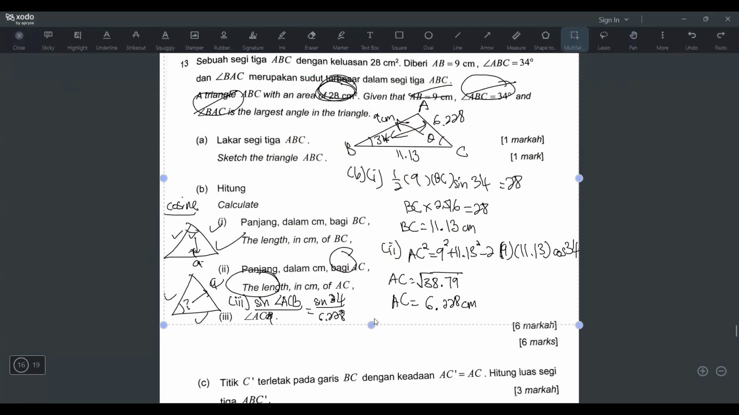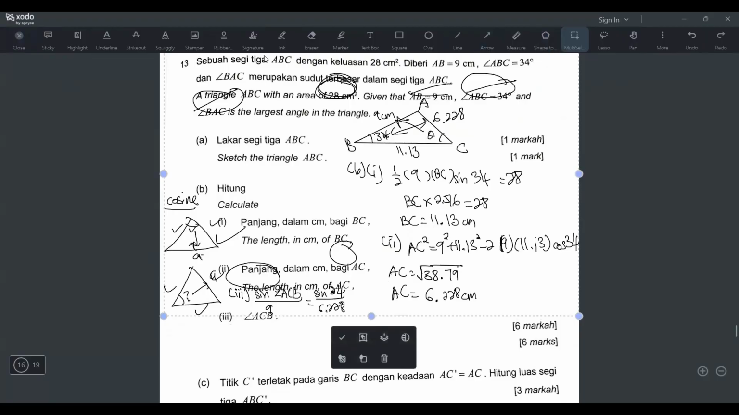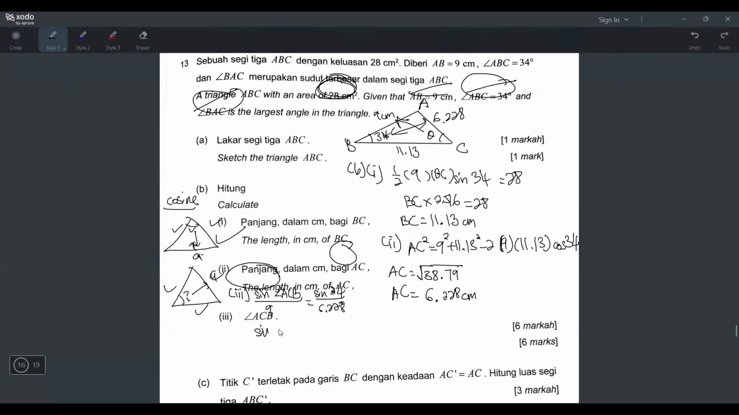Atas lagi. Okay, so it will be like this. Sine ACB equals to, okay, this one is 0 point something. So I have to press sine 34 divide 6.228 times 9. Okay, my calculator gives me 0.8081.